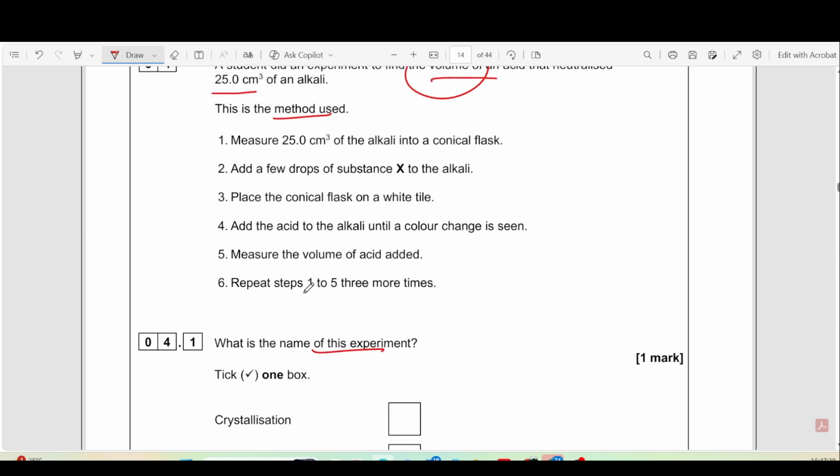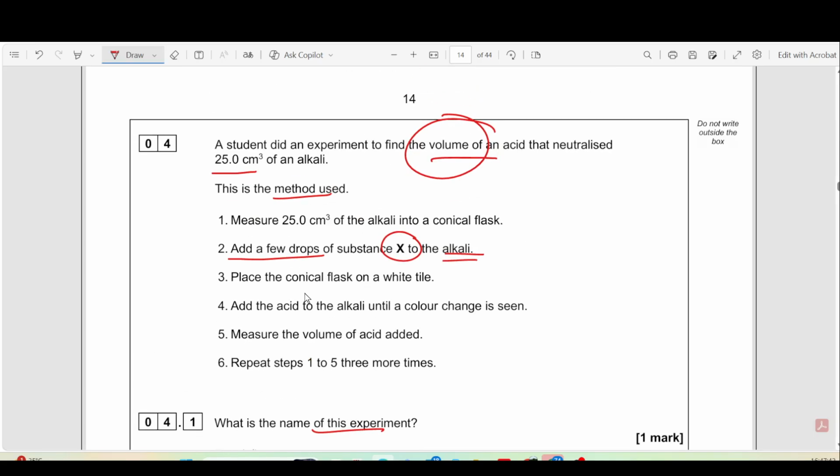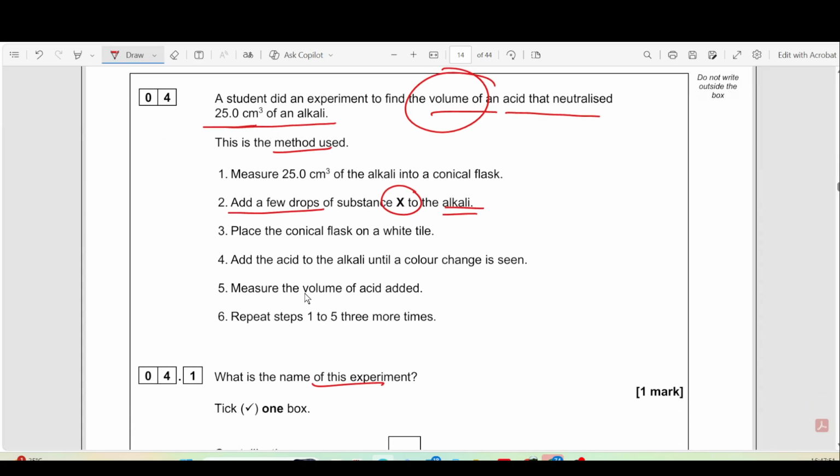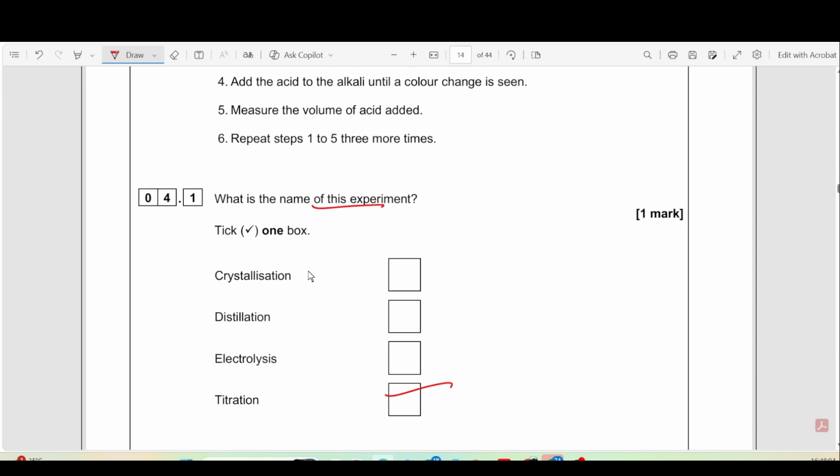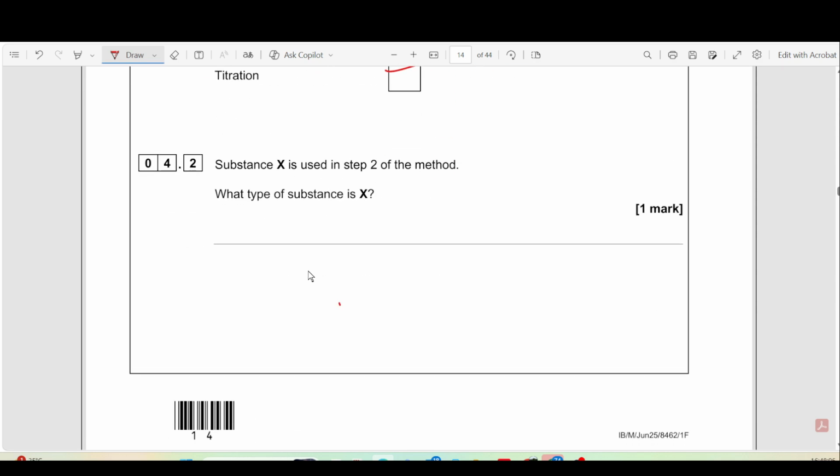Substance X, it says add a few drops of substance X to the alkali. And here it says the acid neutralizes this much of alkali. So substance X is an indicator. Indicator means it can be methyl orange. It is added in step 2 to provide a visible color change at the end point, which signals that neutralization is taking place. So we can write, it is an indicator.